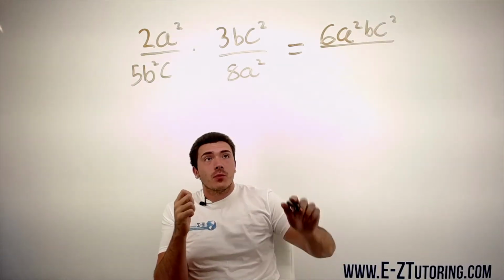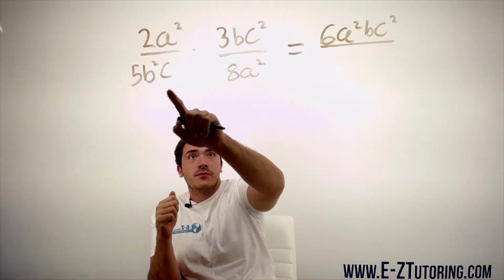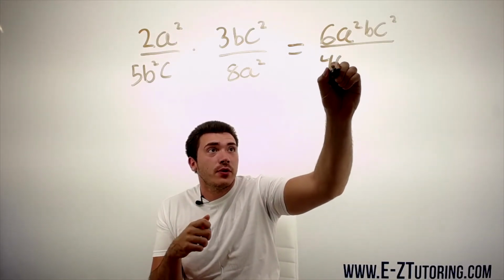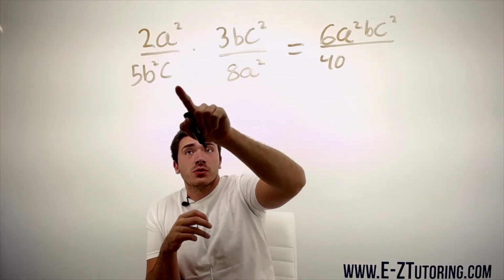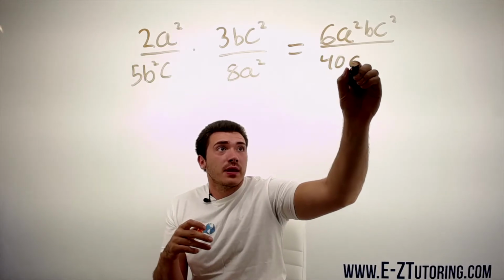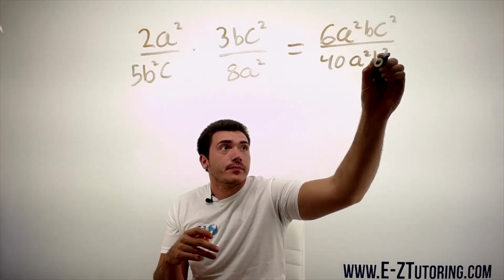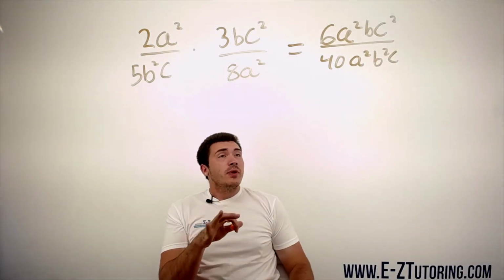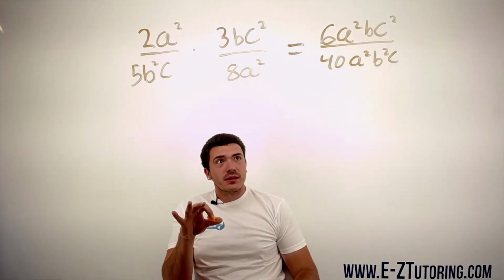Now, we do the same thing to the bottom. We do the 5 times 8, which gives us 40. And they don't share any letters in common, so once again, I'll just label the rest. So we have that, but now we need to simplify this.